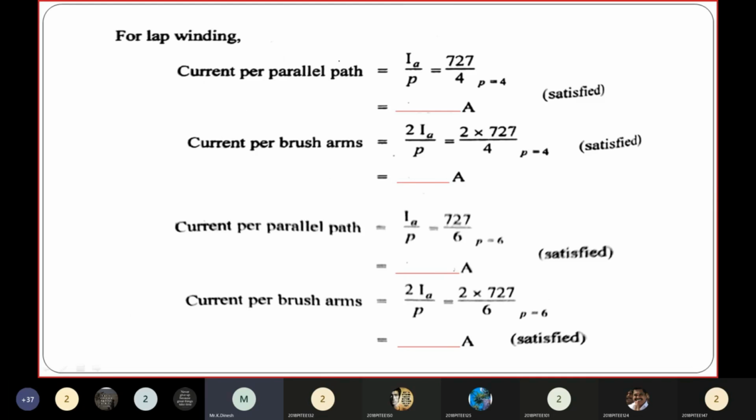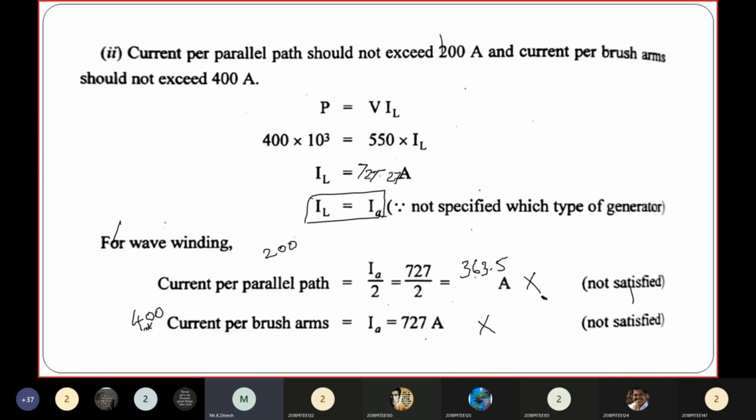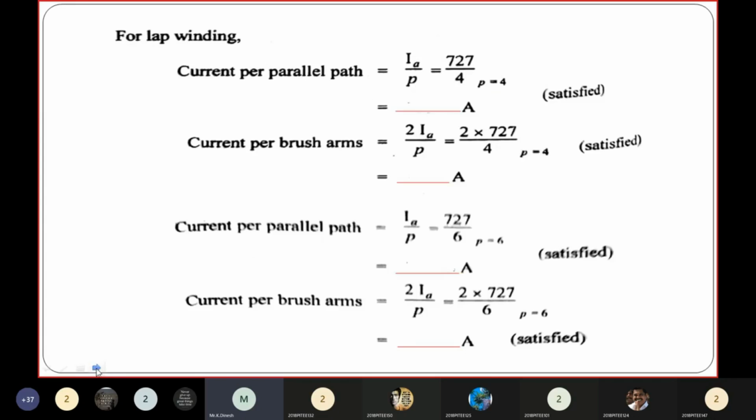So in lap winding we got two poles: one P equal to 4, one P equal to 6. So first let us check P equal to 4. When P equal to 4, current per parallel path is IA by P, that is 727 by 4. You may get 181.75. So it is satisfied. It is less than 200. Correct? It is less than 200, therefore this is satisfied.